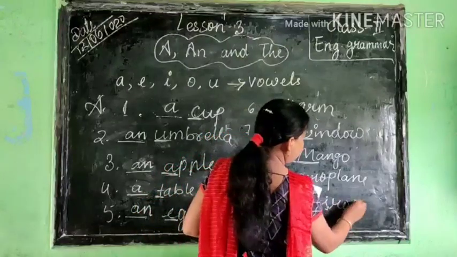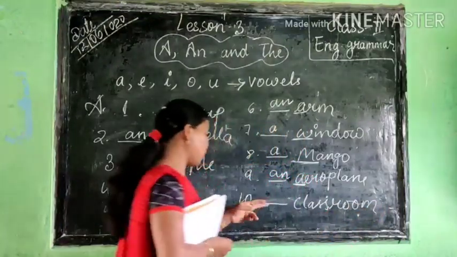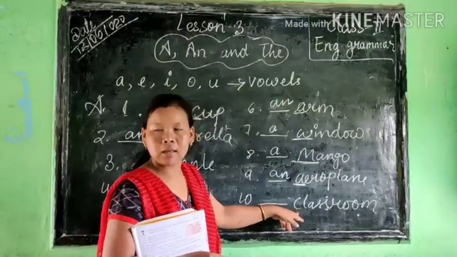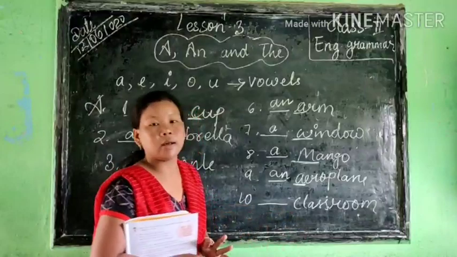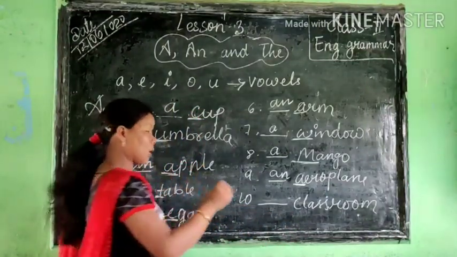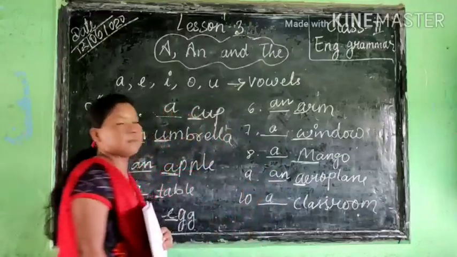Classroom. Okay. Here the first letter is what? C. Is it a vowel? No, it is not a vowel. It is a consonant. So if it is a consonant, what do we have to write there? We have to write A here.